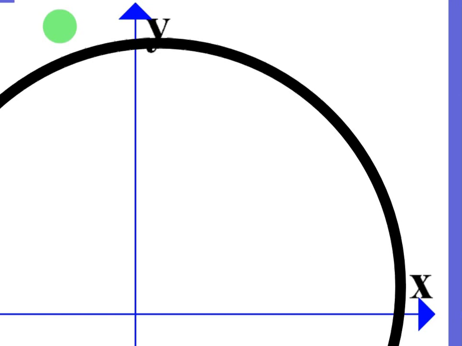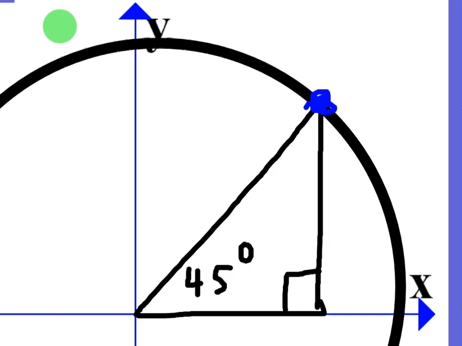We are now going to take a look at what the point on the unit circle is at 45 degrees. So give me a second, I'm going to sketch this triangle. Alright, so here we have our point at 45 degrees, and again we draw a triangle to figure out what this point is.